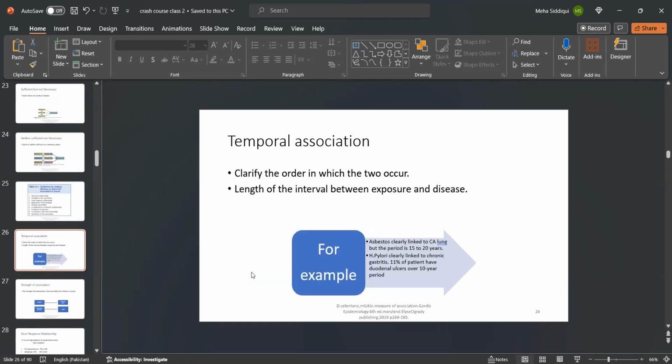Temporal association clarifies the order in which the two occur. That is, there should be a length of interval between exposure and disease. For example, asbestos is clearly linked to CA lung, but the period is 15 to 20 years. H. pylori is clearly linked to chronic gastritis, and 11% of patients have duodenal ulcers over a 10-year period. So there is a length of time between the exposure and disease. This is known as temporal association.